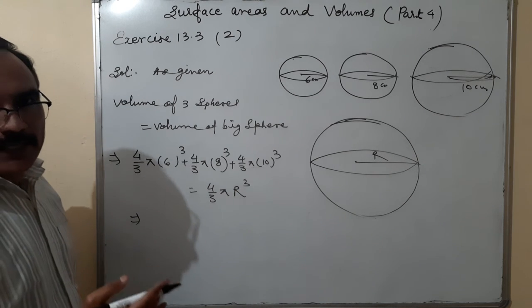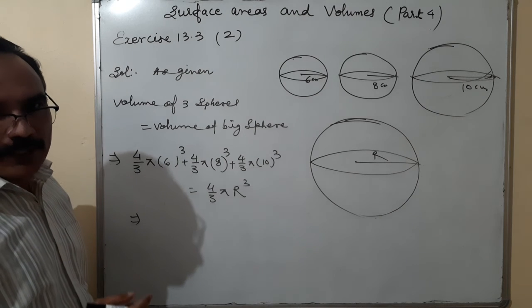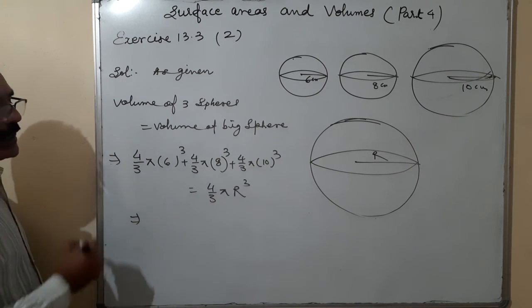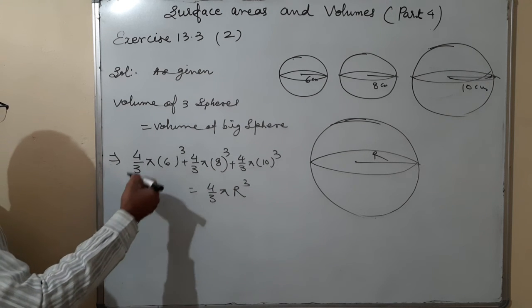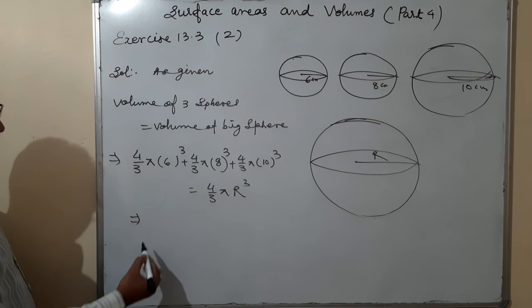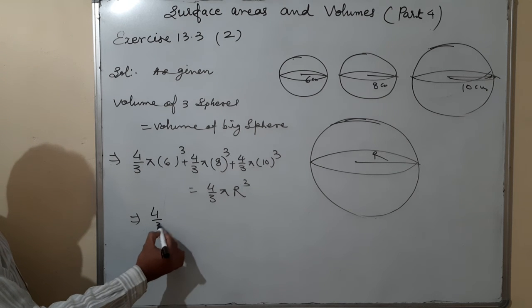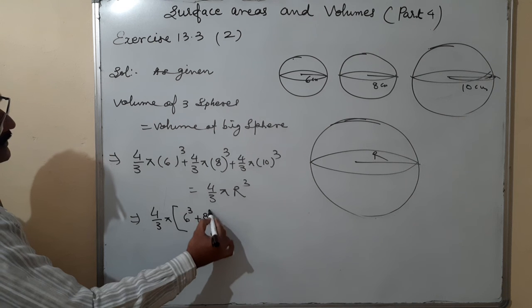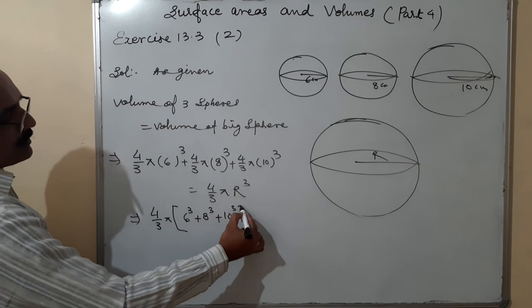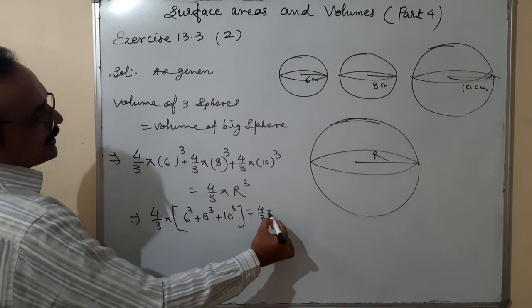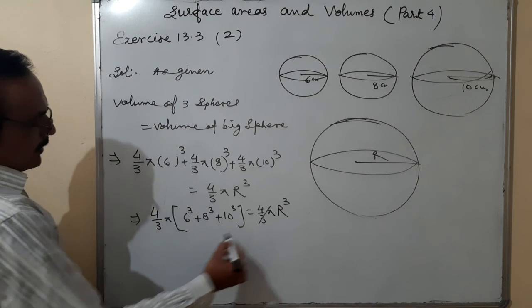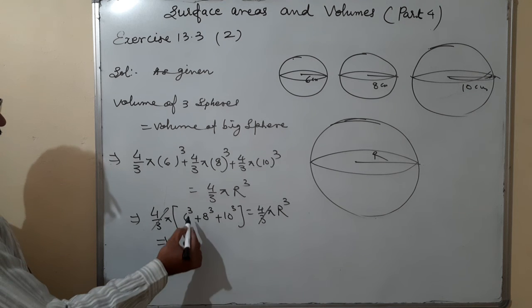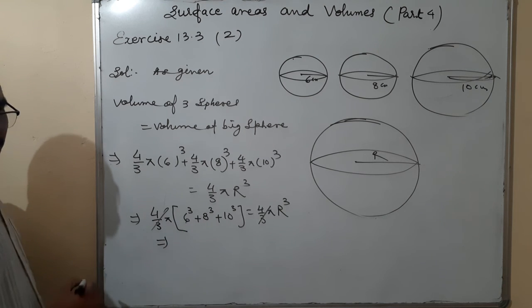Here you should not be in a hurry to calculate the terms. First of all, we want to take common if any terms are common. So you can say that 4 upon 3 pi is common from everywhere on the left hand side and will be cancelled by the right hand side. But before cancelling 4 upon 3 pi common, 6 cube plus 8 cube plus 10 cube is equal to 4 upon 3 pi into R cube. 4 upon 3 pi cancel.